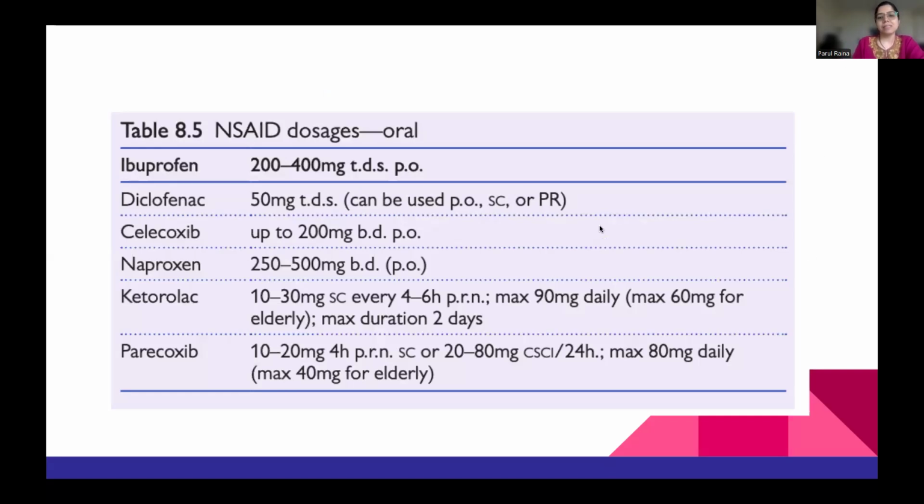This is the table showing the routine doses for the NSAIDs in the oral form, where diclofenac has a dose of 50 mg TDS, ibuprofen a dose of 200 mg TDS per orally, celecoxib can be given up till 200, naproxen 250 to 400 mg BD, and ketorolac can also be given subcutaneously and IV.